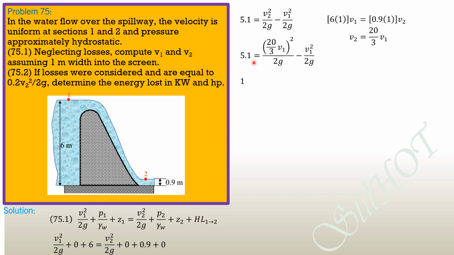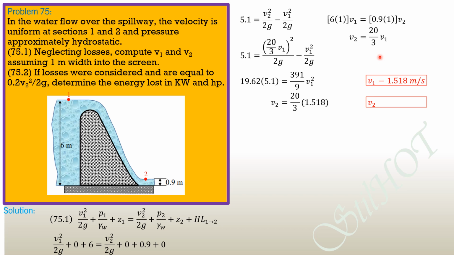So 2g times 5.1, or 19.62 times 5.1, equals 391 over 9 V1 squared. So from here we can compute V1. V1 is equal to 1.518 meters per second, and V2 is 20 over 3 of 1.518. So V2 is equal to 10.12 meters per second.